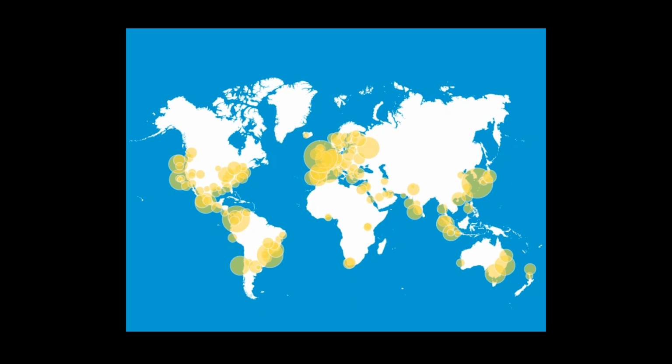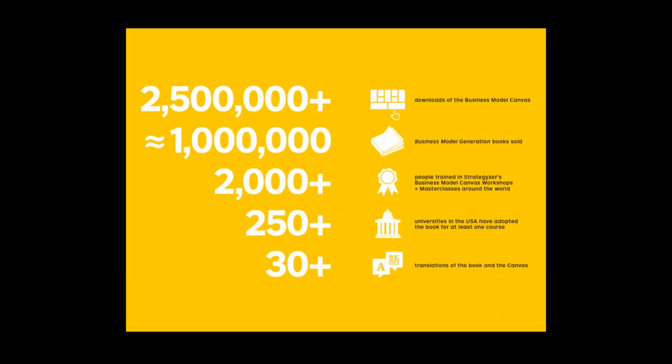It's been translated into more than 30 languages. It's used at more than 250 universities just in the U.S., and some of the top business schools and top engineering schools in the country. There are over 2,000 people that have been trained in Strategizer's master classes, and the Business Model Canvas itself has been downloaded. That number is actually out of date. It's probably over 3 million times just from Strategizer's website alone.